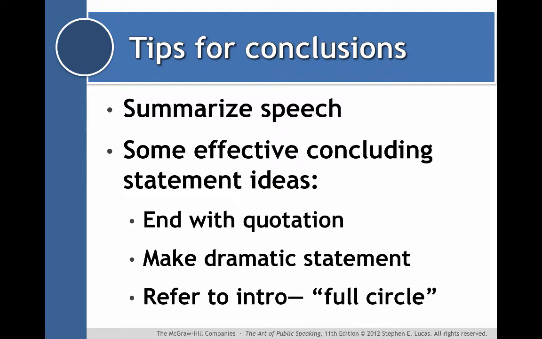You can make what the book calls a dramatic statement. I don't think that means to act all dramatic or tragic or anything like that. It means to end with a statement that causes the audience to think about the topic. Or you could do what's called a full circle ending, where you refer back to something you said in the introduction. For instance, for the how to change a tire speech, you might end with, "Now that you know the basics of changing a tire, I hope you take the time to practice your new skills."